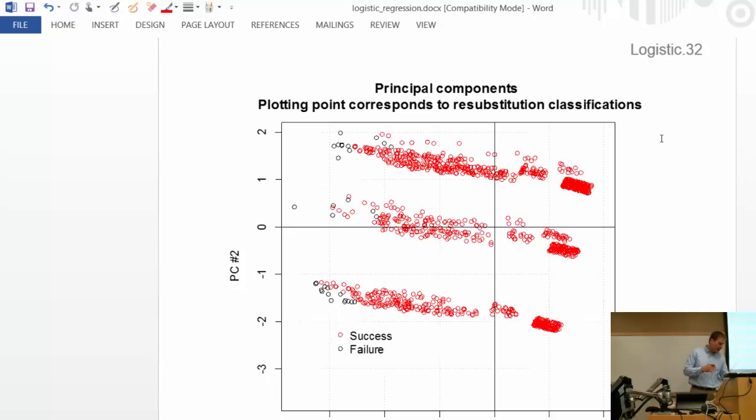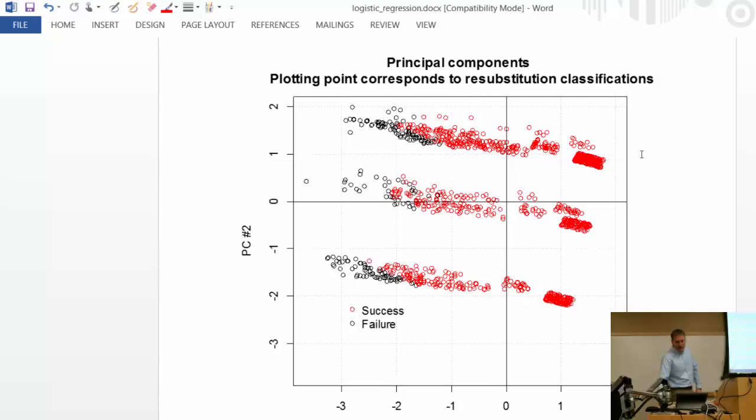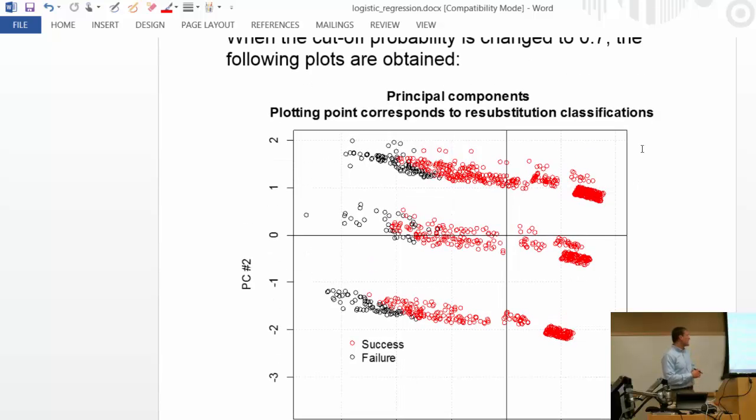So again, in case I didn't say it, that's for a cutoff probability of 0.5. If I use a cutoff probability of 0.7, this is what I get. You can see how this looks now a little bit closer to what we saw with linear discriminant analysis. But we do see, to some respect, the blacks a little bit more interdispersed amongst the reds than what we saw with discriminant analysis. But definitely not as much as we saw with nearest neighbor classification.